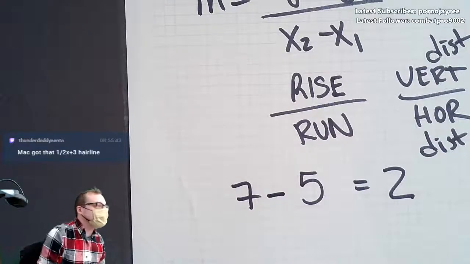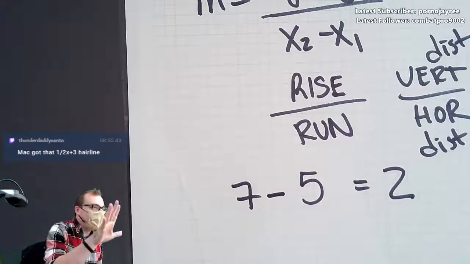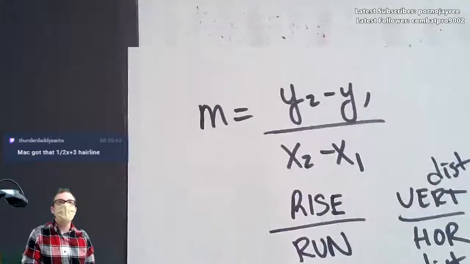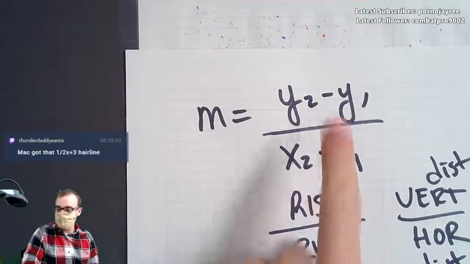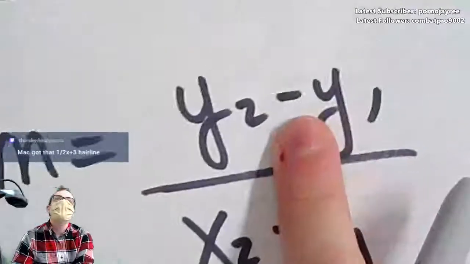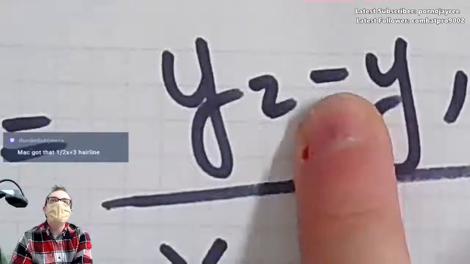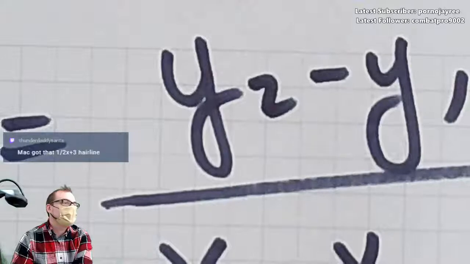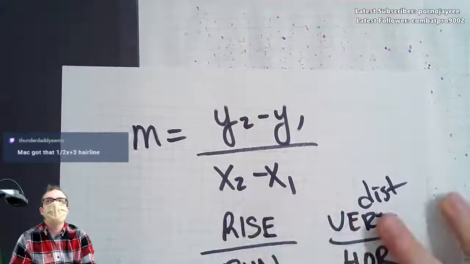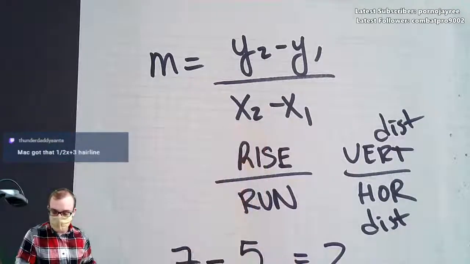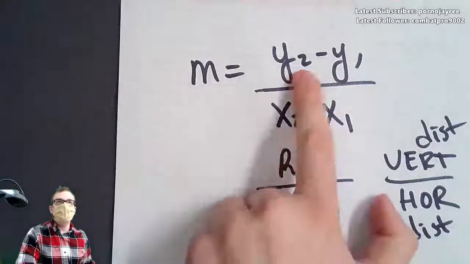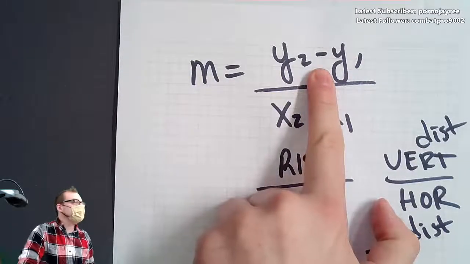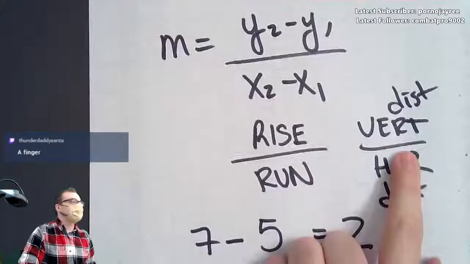Subtraction is distance. Hold on, we're not done. What is that? What is this? Don't make fun of me. It's a subtraction sign. So subtraction is distance. Y deals with the vertical. Subtraction is distance. Y deals with the vertical. It's vertical distance.